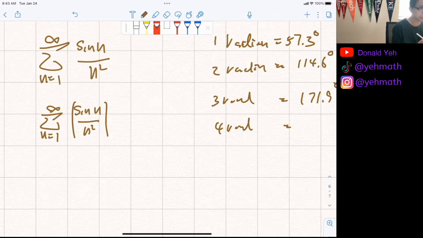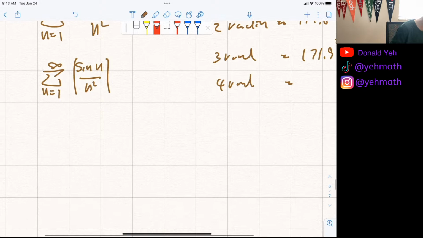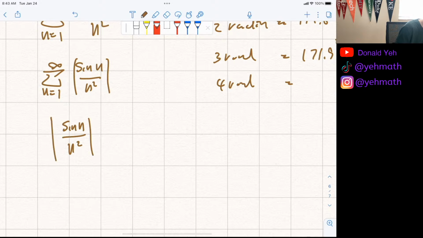and compare to something we know of. I think this is too simple to be limit comparison. Just do comparison. Okay. Now, why is that? Because sine of n over n squared is less than or equal to which one? 1 over n squared. There we go.